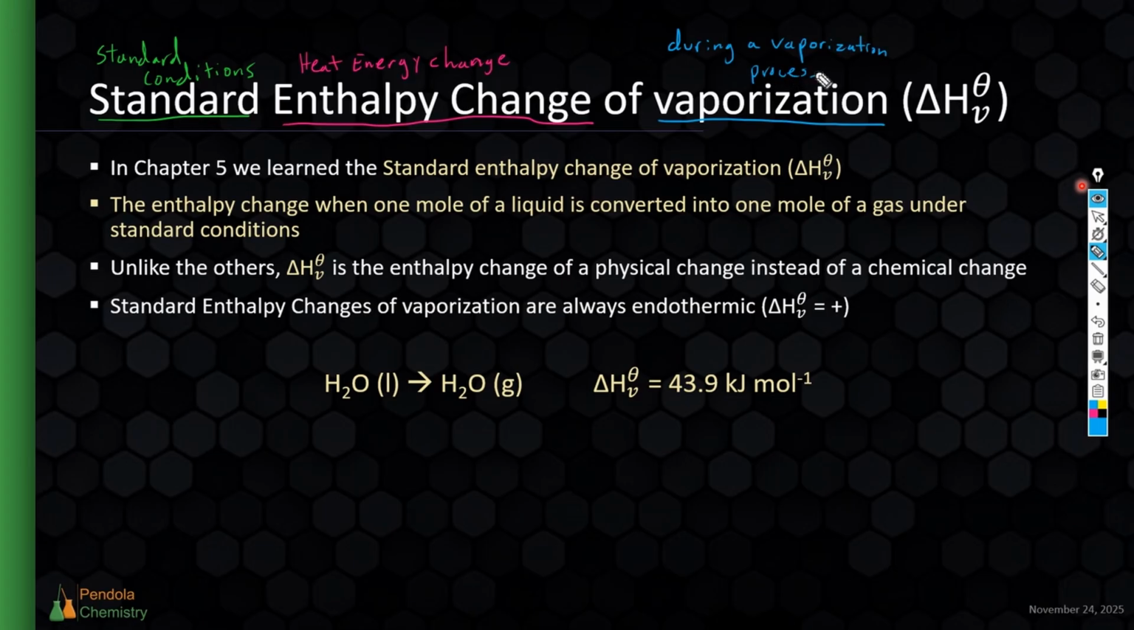Which, if we remember from middle school, vaporization is when we convert a liquid to a gas. So the vaporization process of converting a liquid to a gas, the amount of heat energy change at standard conditions that goes along with this vaporization process, that's what standard enthalpy change of vaporization is. And we can see the symbol here.